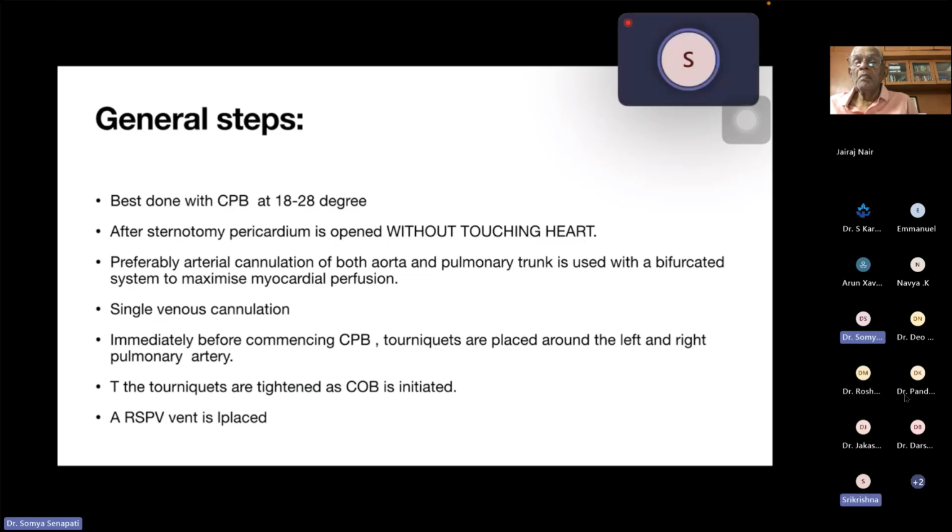Single venous cannulation, and immediately before commencing the pump, tourniquets are placed around the left and right pulmonary artery. Before the CPB is initiated, the tourniquet should be tightened, and then the RSPB vent should be placed.